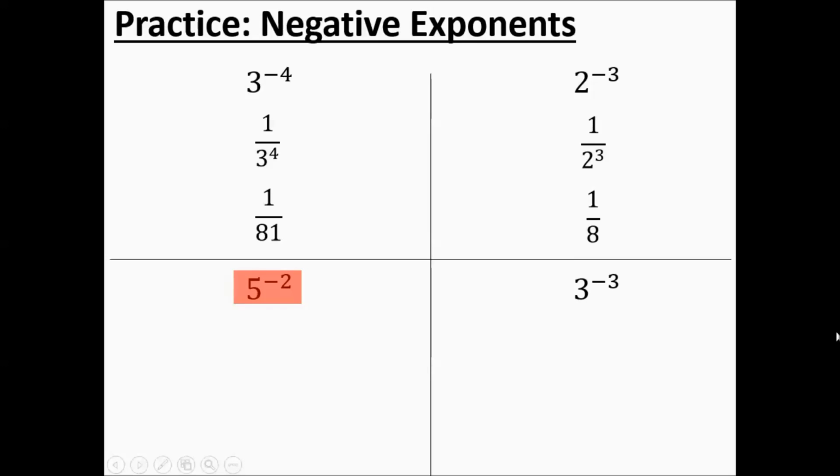5 to the negative 2 is going to be 1 over 5 to the 2nd, and then 1 over 25. 3 to the negative 3 is going to be 1 over 3 to the 3rd, which works out to 1 over 27. Notice how a negative exponent does not give a negative answer. It just makes the answer really small, but it's never going to become negative. Your bases determine whether or not an answer is going to be positive or negative, and that's what we're going to get into next.